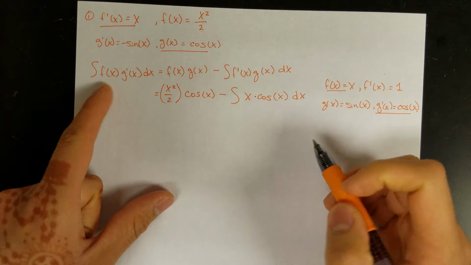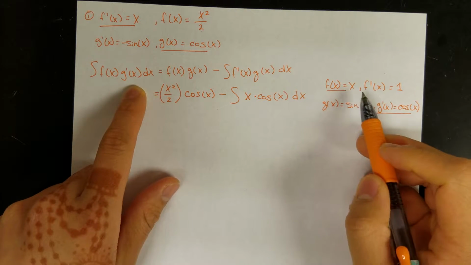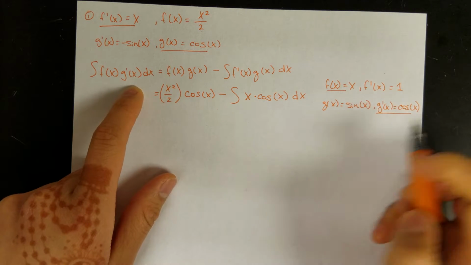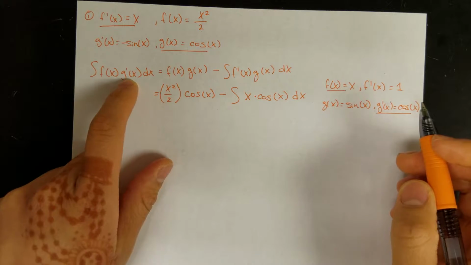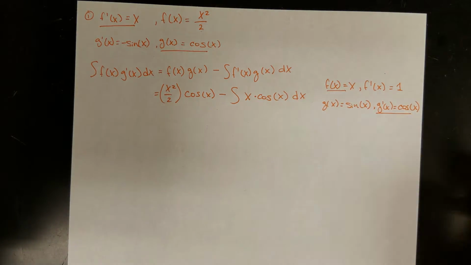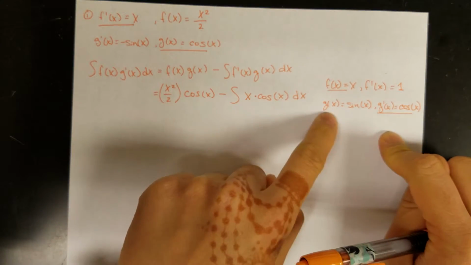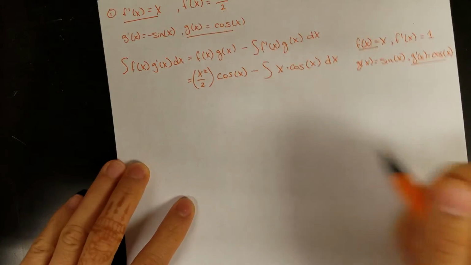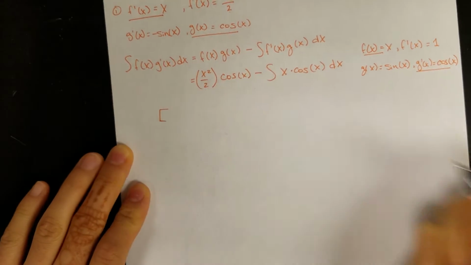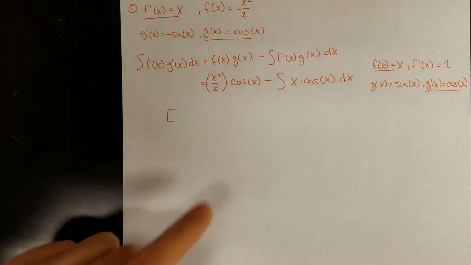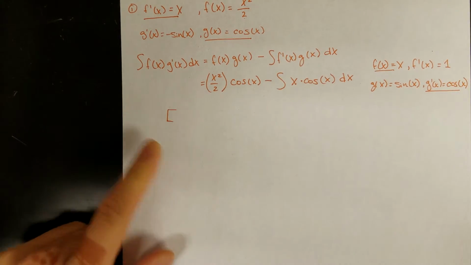Because we don't have a g of x, we're not going to want to assign cosine to that, because it's not asking for that. It's asking for a g prime of x. But anyway, now that we know what these are for this integral, let's quickly do integration by parts for this one so we can solve our original problem.